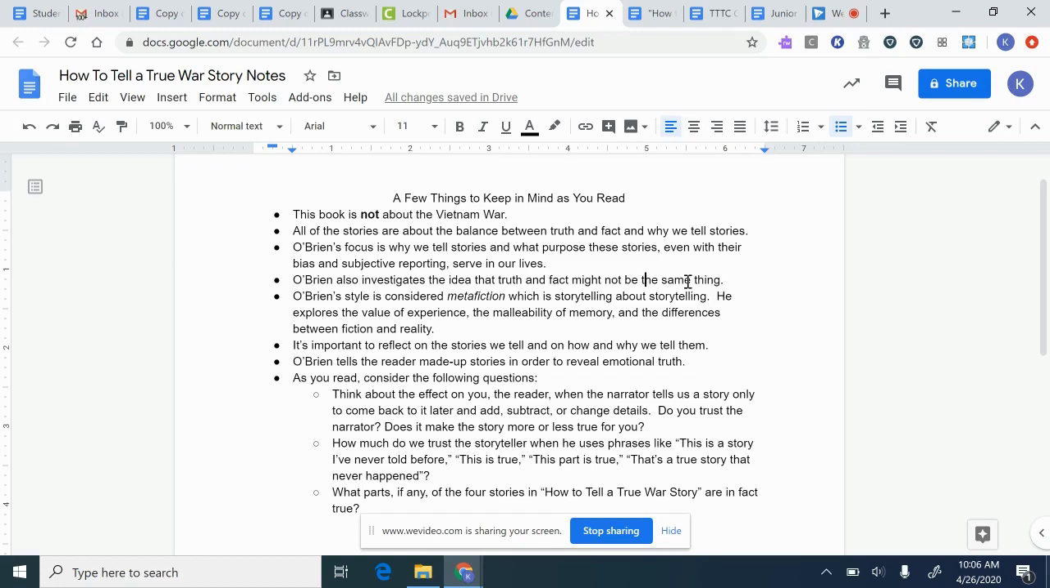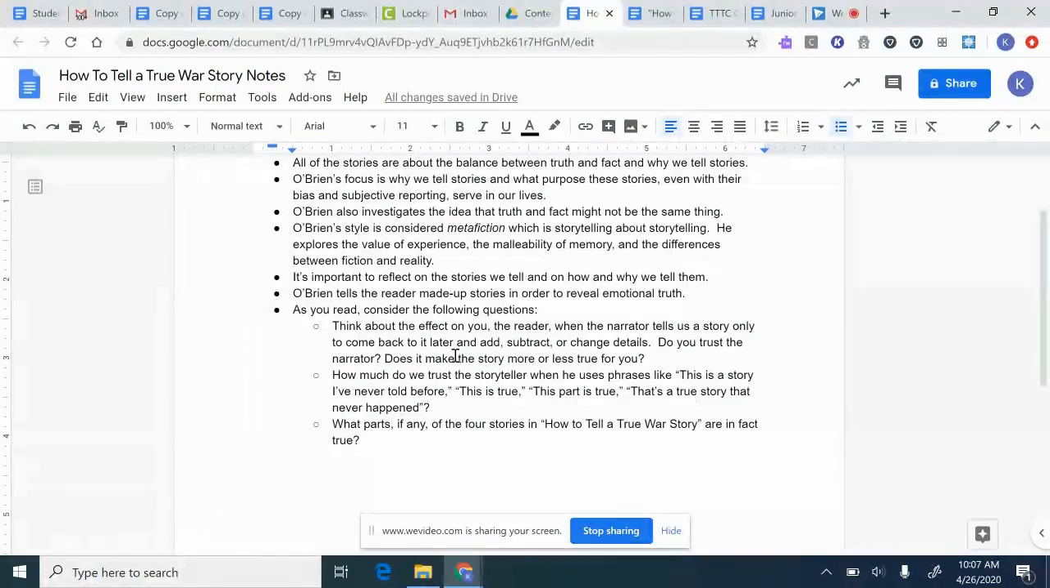This style is considered metafiction, where he's telling us stories about storytelling. Metacognition is thinking about your own thinking. So metafiction is storytelling about storytelling. So he's looking at the value of experience, the malleability of memory, and malleability is how memory can be manipulated and how it can change. And then these differences between fiction and reality.